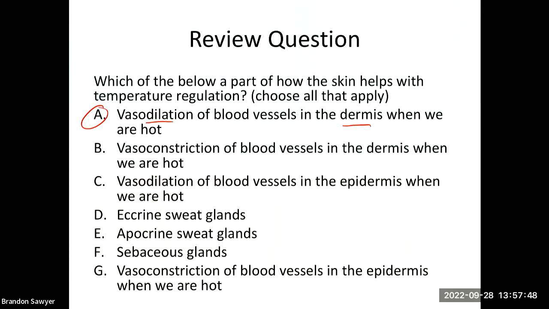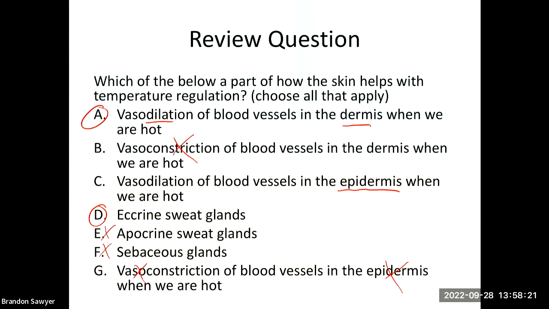Okay, we wouldn't vasoconstrict those vessels because then that would limit the blood coming to that area, right? Vasodilation allows for more blood to come to that area. Okay, why is C not right? No blood vessels there at all, right? We don't have blood vessels in the epidermis. Okay, and then yes, primarily our eccrine sweat glands are the ones helping us do this. Not so much the apocrine, definitely not the sebaceous, and definitely not vasoconstriction, definitely not in the epidermis. Okay, so A and D, correct.